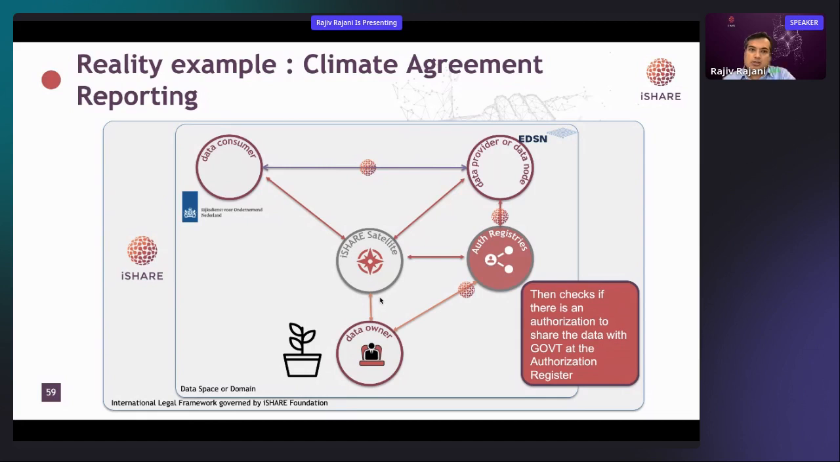But now, when the government unit is asking for the consumption data, it also needs to check if the data owner, that is the business whose consumption data it is, has allowed this unit or this consumer access to that data. And for that, it needs to check the authorization registry of that data owner. So it checks with the authorization registry of the data owner whether the government unit can check for the consumption data of this user or not.